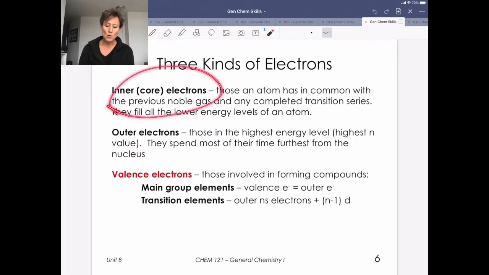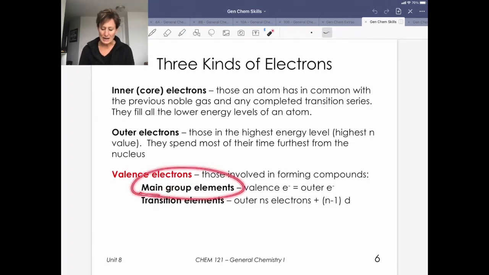Inner or core electrons, if we think about this being like layers in an onion, are the ones buried in the core, and we're really not going to be doing much chemical reactivity with those. The outer electrons are the ones in the highest energy levels, so the principal quantum number in that outer level. And even beyond that, valence electrons are those electrons that are involved in forming compounds.